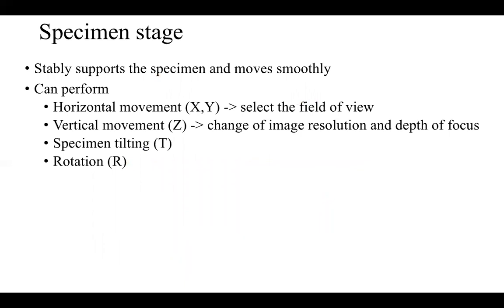As in the SEM, the TEM also has a specimen stage, and the specimen stage helps to stably support the specimen and move it around smoothly. It can also perform horizontal movement, that is moving along the XY plane to select the field of view. Vertical movement, so you can change the image resolution if you want to magnify, you can move it up and change the depth of focus and then get the desired resolution. You can tilt the specimen to get the cross-sectional view, and you can rotate it if you want.